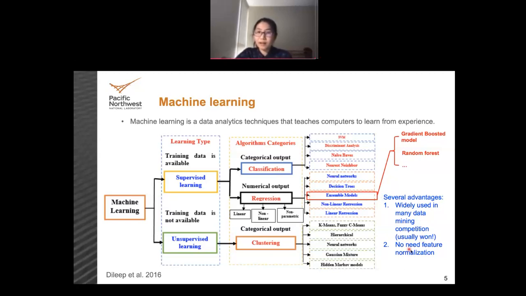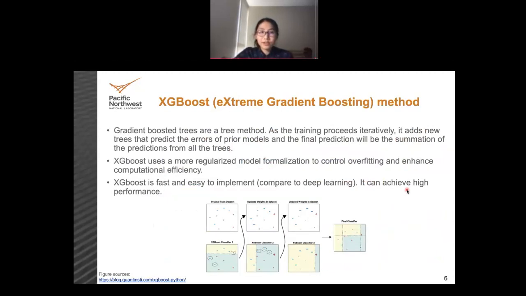Second, we don't need to do data pre-processing. For neural networks, you usually need to normalize the data, so it will take some time to pre-process, but we don't need to do that for ensemble models. So that's why we choose ensemble models for our fire prediction tasks. And today we are going to use extreme gradient boosting, which we call XGBoost.